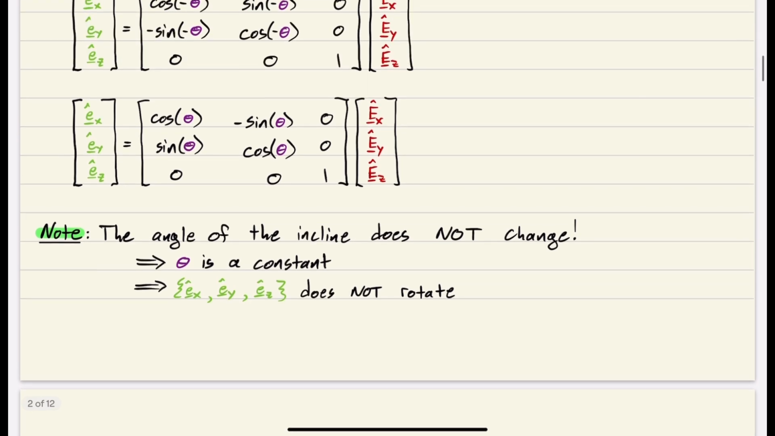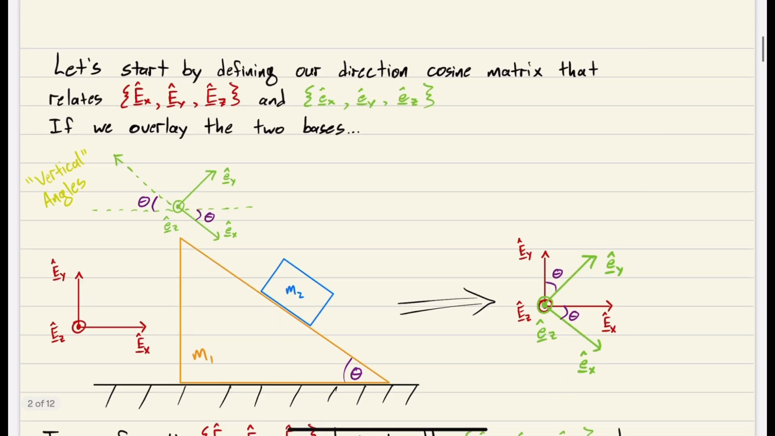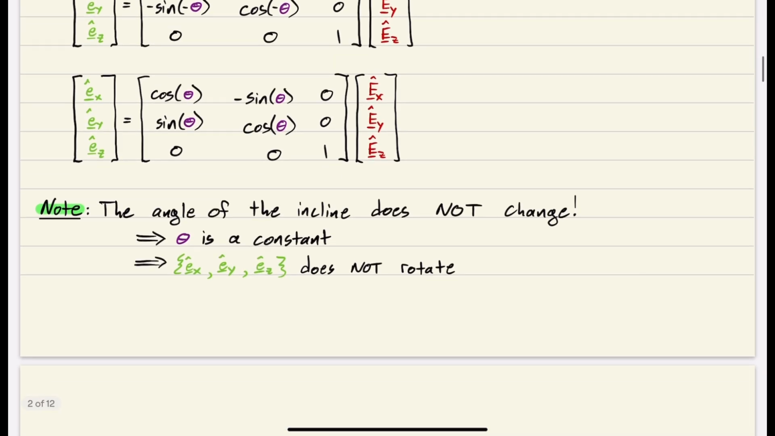Note, the angle of the incline does not change. It does not change. So theta is a constant. This is a little different from what we've done in other problems where theta was changing. Theta is just a constant here this time. The derivative of theta is 0. The slope of this wedge does not change.